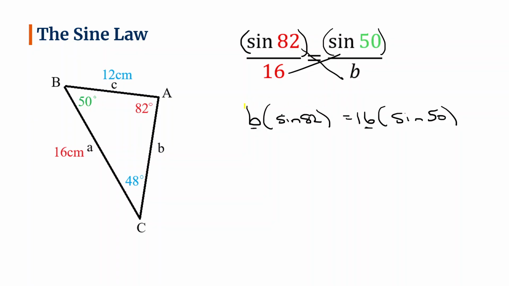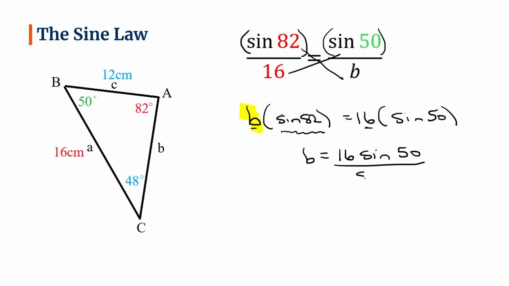And then how do I solve for B? So here's B. I want it isolated because that means I'm solving for it. And so that means that I need to get rid of sine 82. Sine 82 is multiplied by B. So to get rid of it, I'm going to divide on both sides by sine 82.